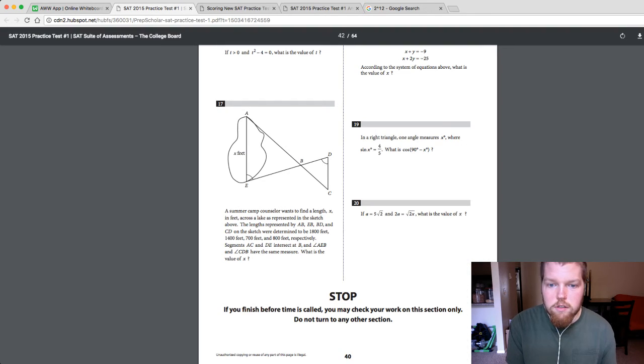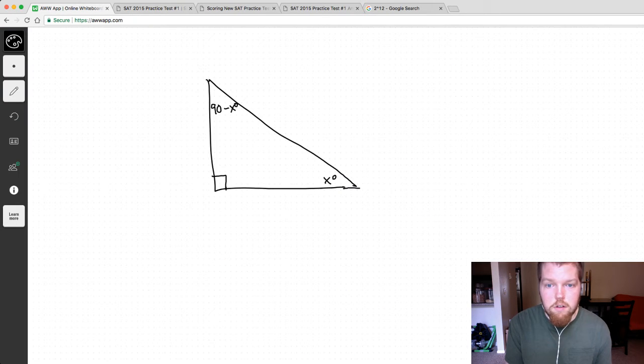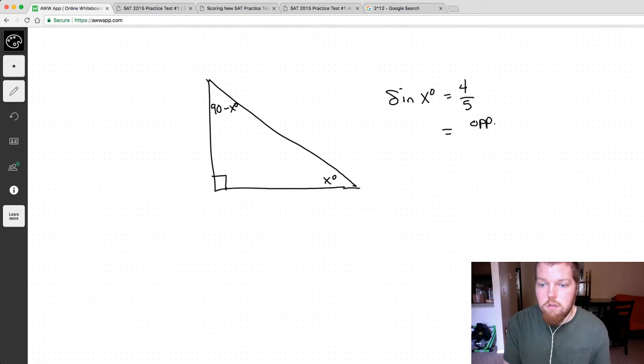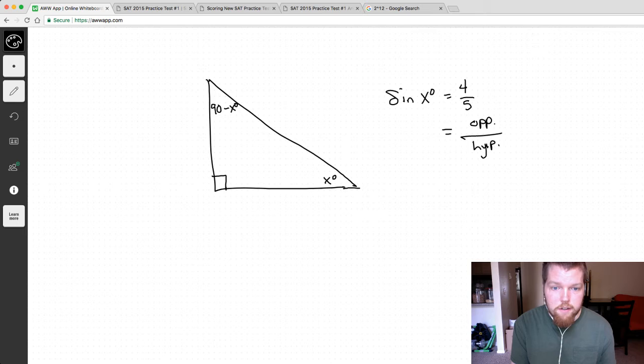So it says the sine of x is 4 over 5. If we know the definition of sine, that's going to be opposite over hypotenuse, right? So opposite of x is 4, and the hypotenuse is 5.